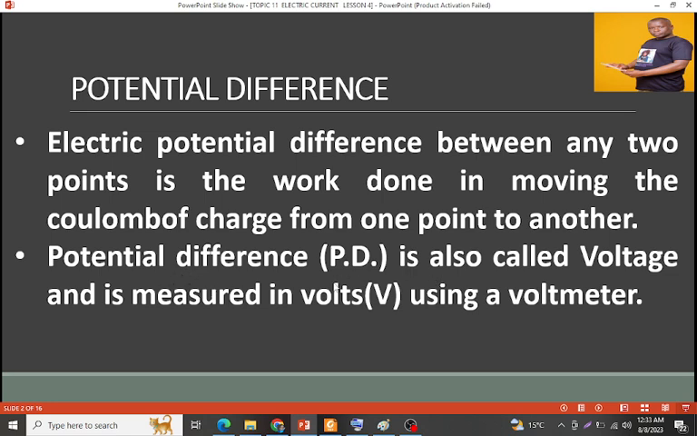Potential difference is also called voltage. I'm sure you have heard about voltage in Form 1. So we use potential difference and voltage to refer to the same electrical quantity. It is measured in units called volts using an instrument called a voltmeter. So what are we saying? We are saying that potential difference is the work done in moving a charge from one point to another in a circuit.